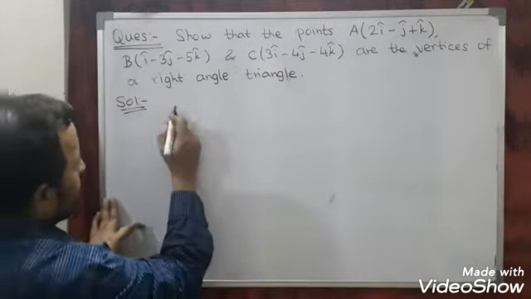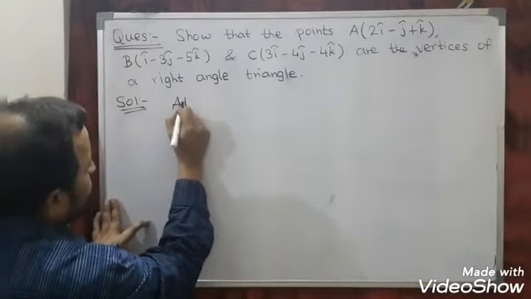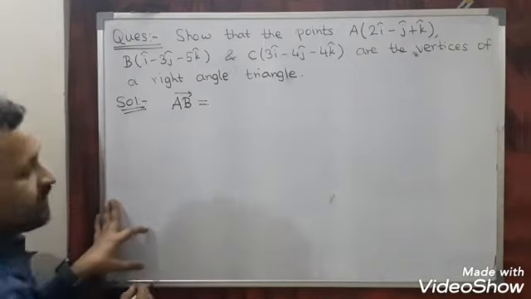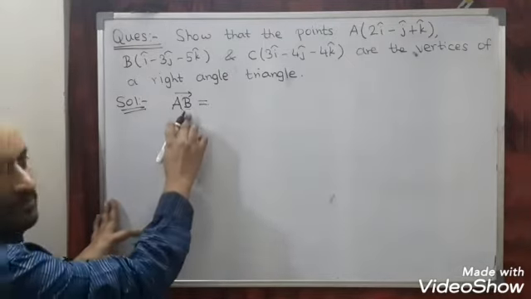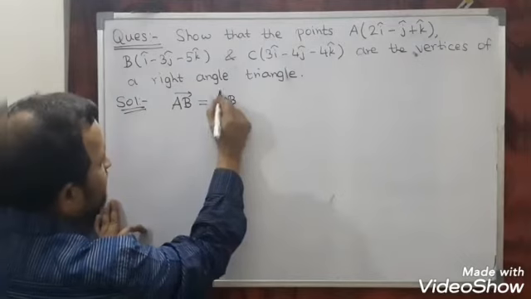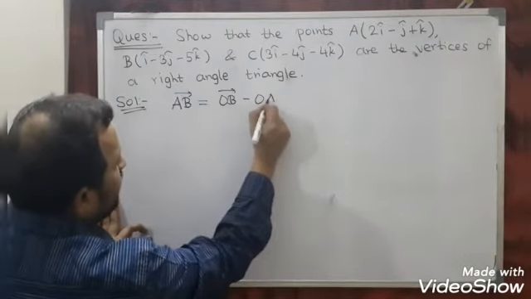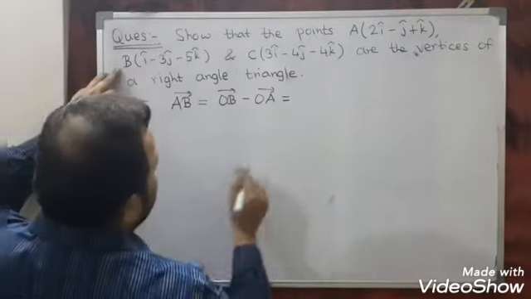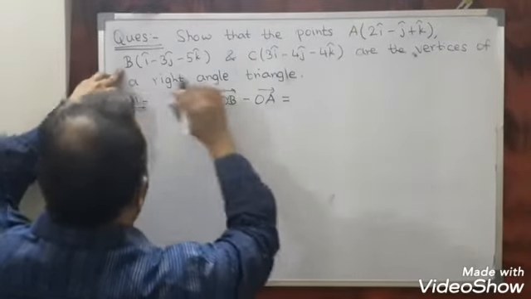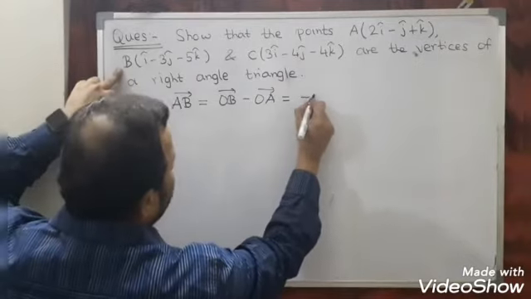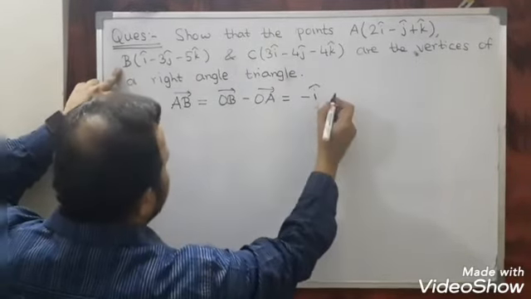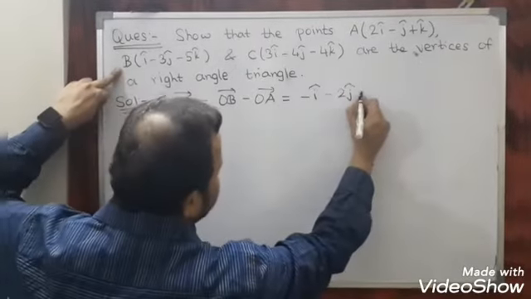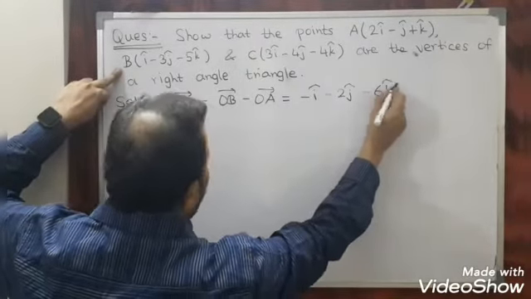So what we can do, let us calculate first the AB vector. AB vector means OB vector minus OA vector, so calculate B minus A. If you calculate, i minus 2, you will get minus i; minus 3 plus 1, so minus 2j will come; minus 5k minus k, you will get minus 6k cap.